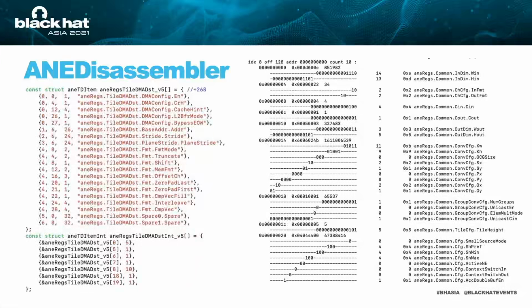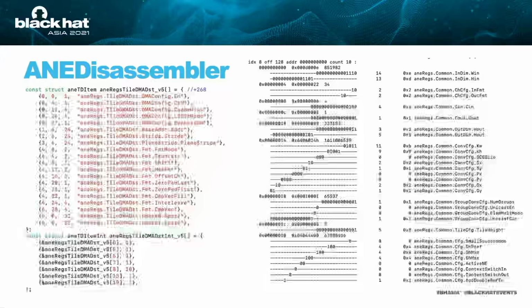On the left is a part of the source code of my ANE disassembler, and on the right is the output of my tool. I found the meaning of each bit in the ANE compiler module by reverse engineering and saved the results to my tool.